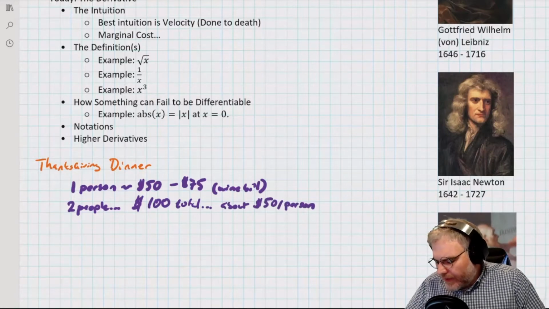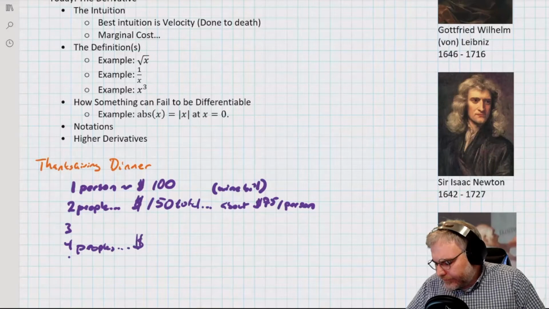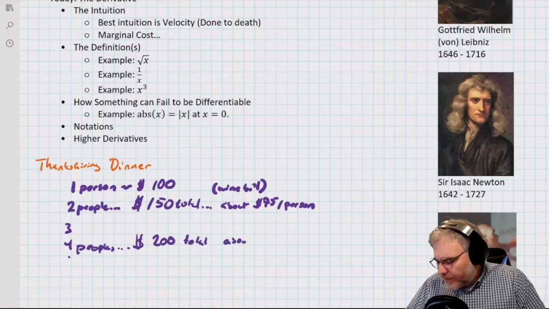Maybe these are a little unrealistic. Maybe I'll do $100 for just myself. And then we might go all the way up to $150 if it's two of us. So that'd be $75 a person. For 3, 4, once we start getting into 4 people, I'm cooking a turkey, right? So it's going to run us about $200, which is about $50 a person.